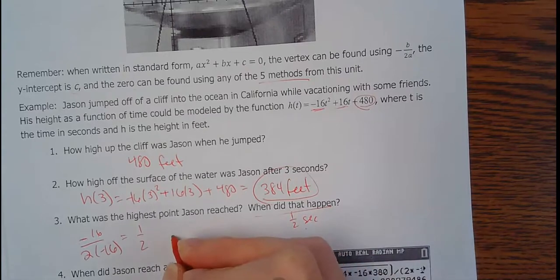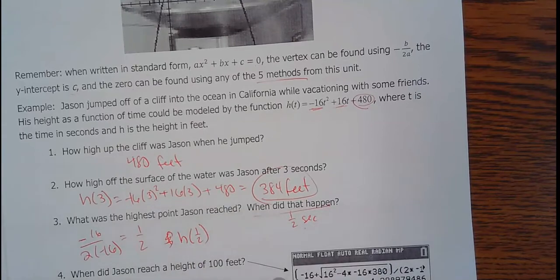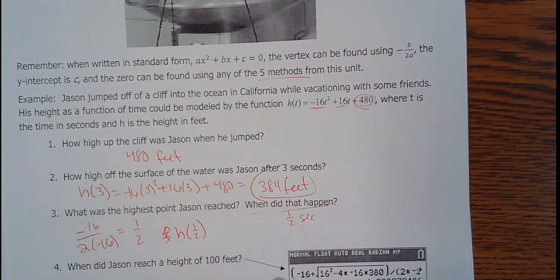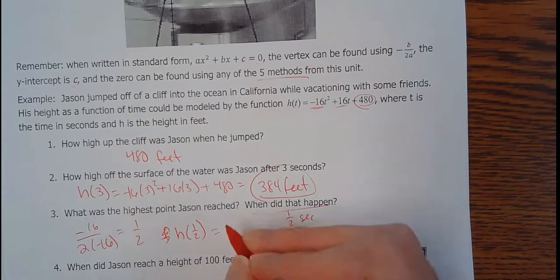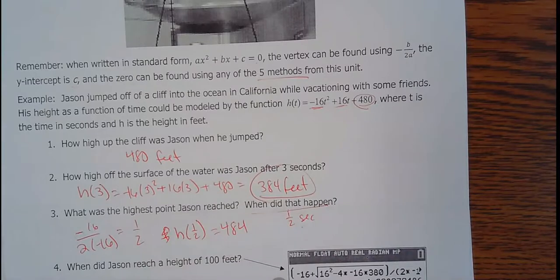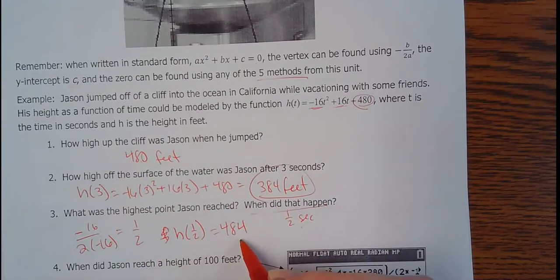How high was he? So I'm going to do h of 1/2. Okay, so do the same thing he did up here, except plug in 1/2. And so to save a little bit of time, I'm just going to put down the answer. So I put this in the calculator, 484. So he started out at 480 feet. When he jumped, he jumped 4 foot. That's a pretty good jump.